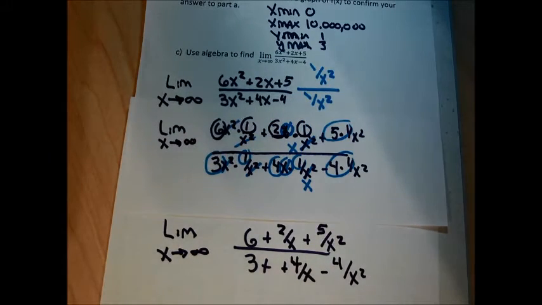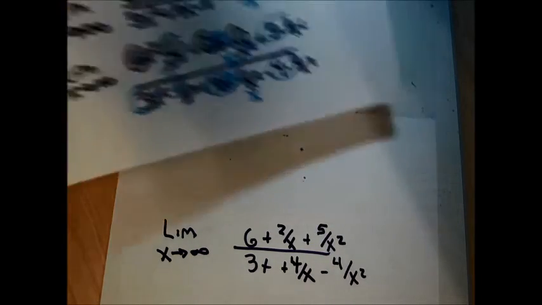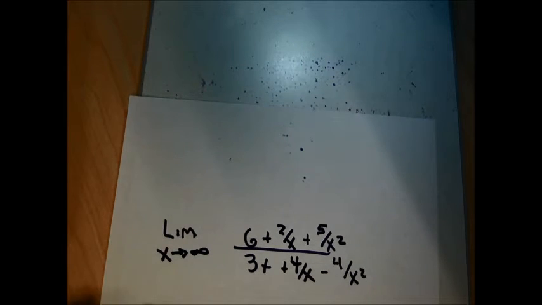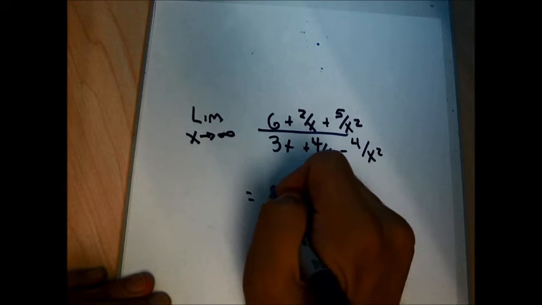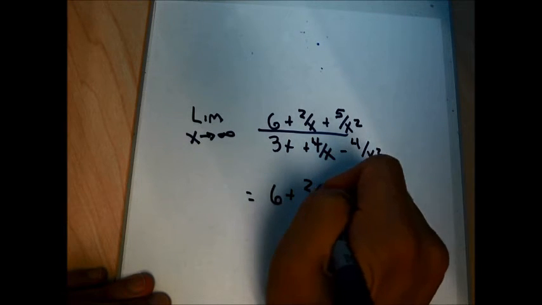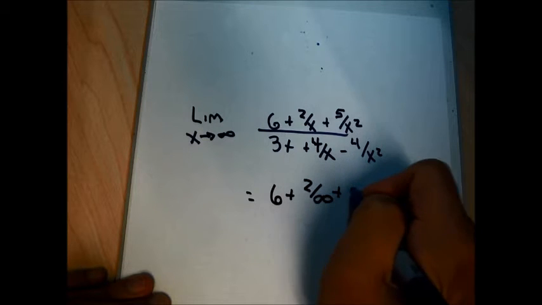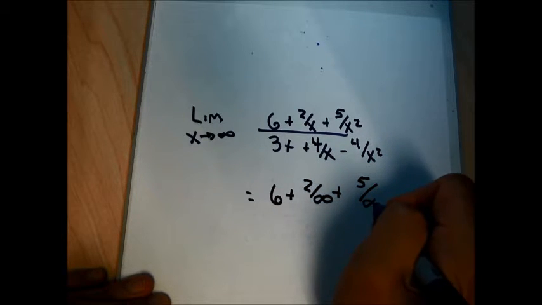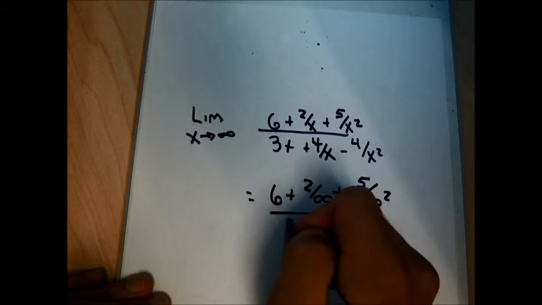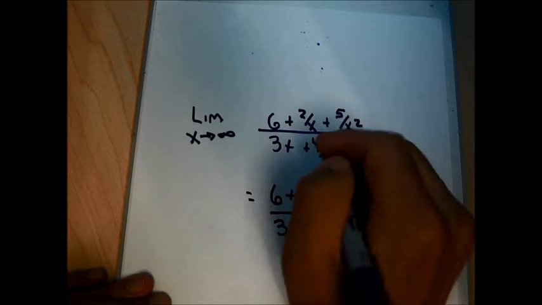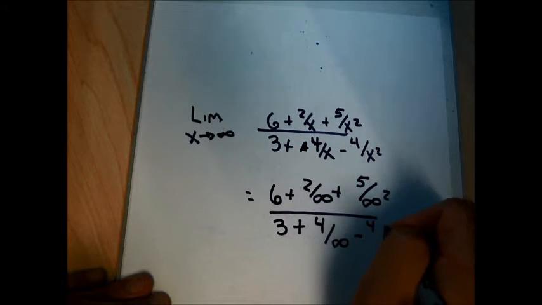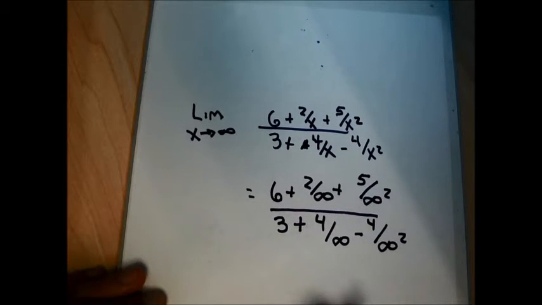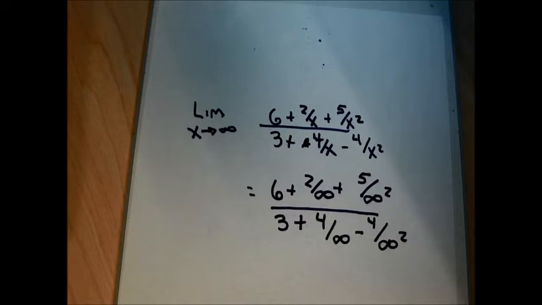After you multiply every term by the 1 over the highest power of x that occurs in the numerator or the denominator, the only x's that occur are in the denominator. Now I can plug infinity in. I'm going to get 6 plus 2 over infinity plus 5 divided by infinity squared. And then I get 3 plus 4 over infinity minus 4 over infinity squared. So that's what the limit would look like when I plug the infinity into the fractions.